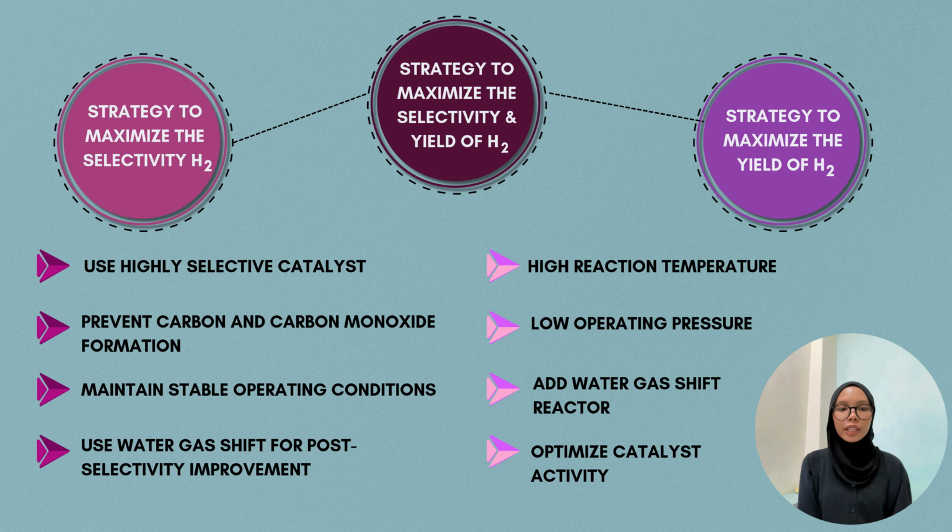Lastly, we use the water gas shift reactor to greatly boost overall hydrogen yield because it can convert any remaining carbon monoxide into additional hydrogen and carbon dioxide.